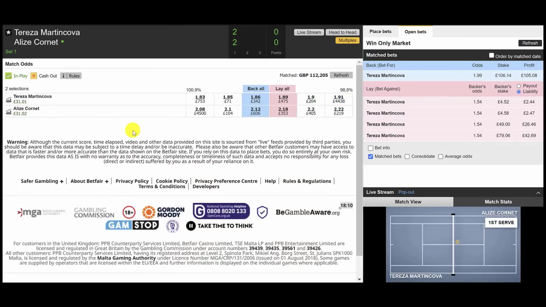So yeah, very good example for you there, and as I said, a good example of the tennis markets and how fast they can move as well. You definitely got to be very, very sharp to get in and seize these opportunities when they develop.